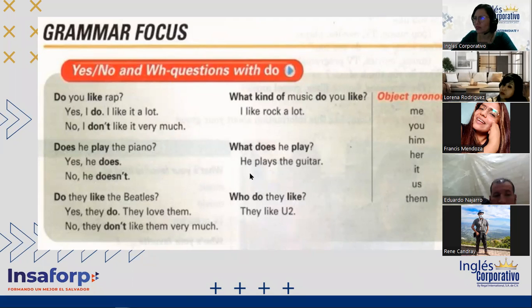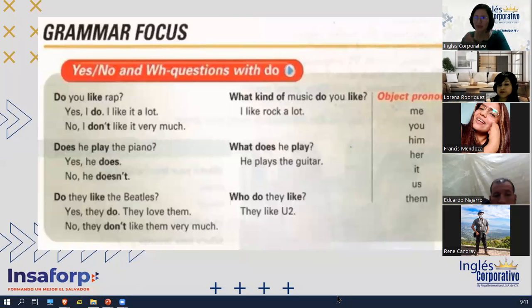We have here, okay, do you like the Beatles? Do you like the Beatles? Yes, they do. They love them. Les gusta. Okay. Now, this is an object pronoun. Es un objeto pronombre. Entonces, automáticamente, yo ya no necesito mencionar Beatles again because it's understood, right? And to make reference of it, I use object pronouns.